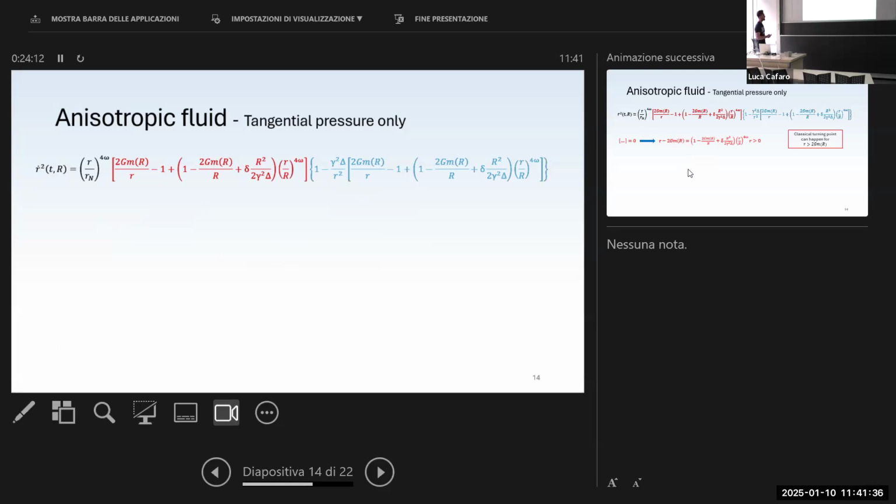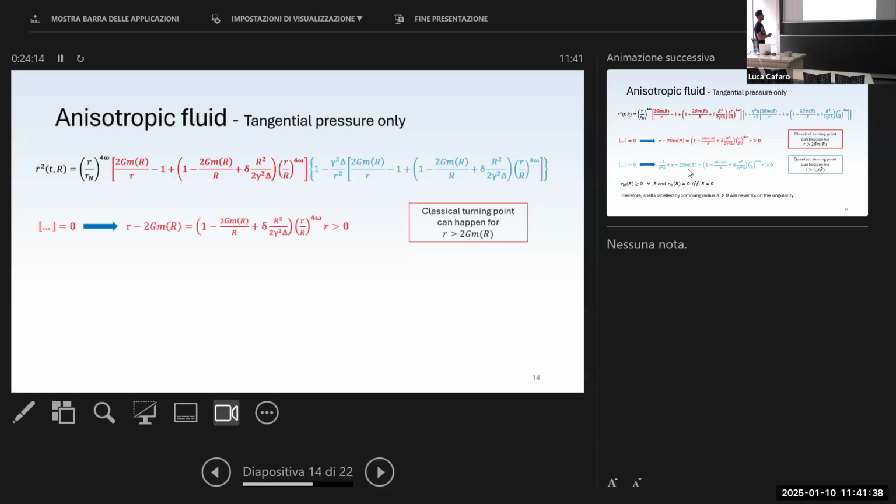So starting with the classical term, if we impose this term to be 0, it would be nice to recover a solution as r as a function of the comoving radius and omega. The expression is too complicated. This is not possible. So all we can say is that turning points, if they happen, happen for r bigger than 2m, which is obvious because if r was lower, it would be in the trapped region, and in the trapped region, it clearly cannot be 0. So this is telling something trivial.